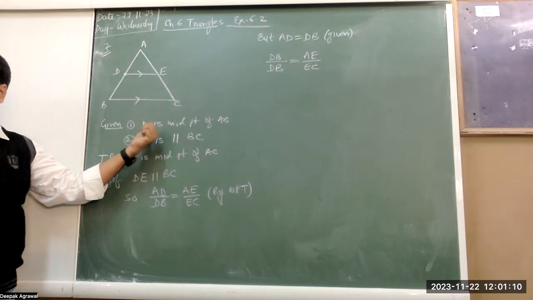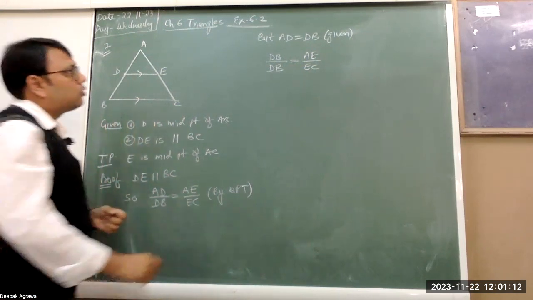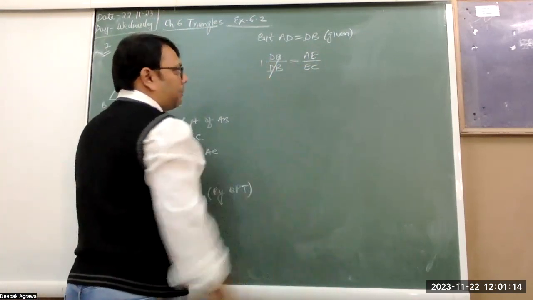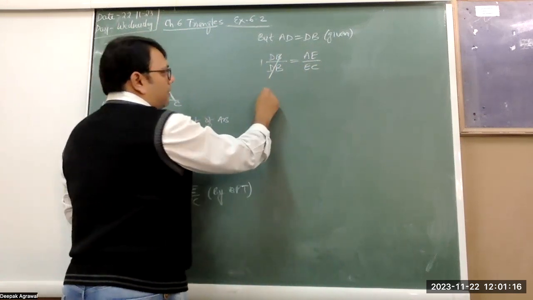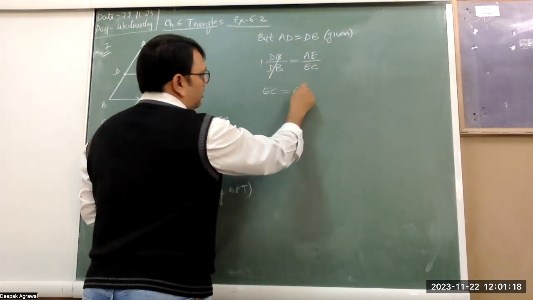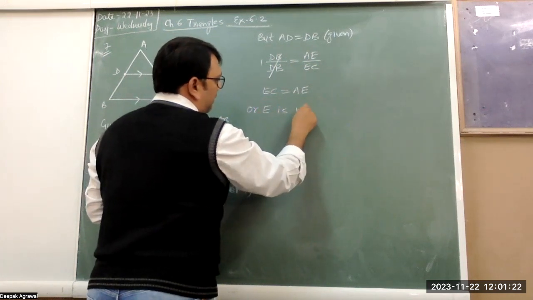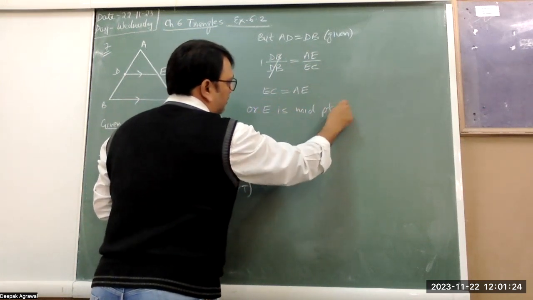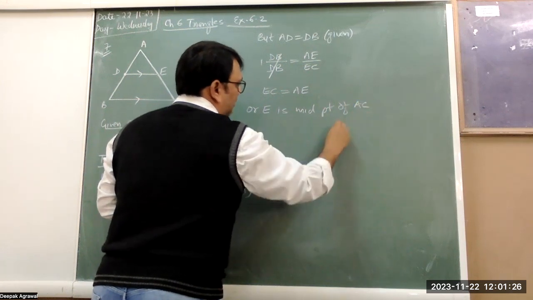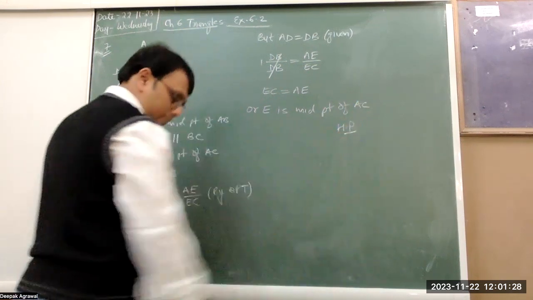Question में कहा हुआ है D is the midpoint. ठीक है? So both of these get cancelled. I am getting 1. If I cross multiply, EC is equals to AE, or E is midpoint of AC. Hence proved.